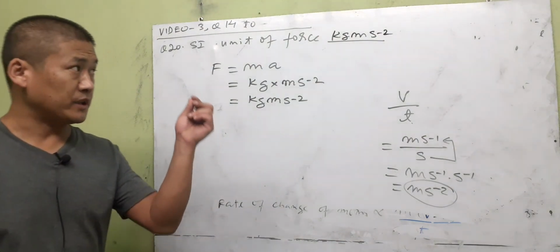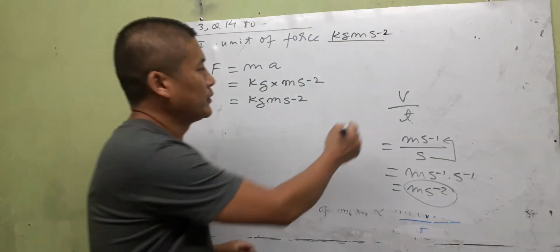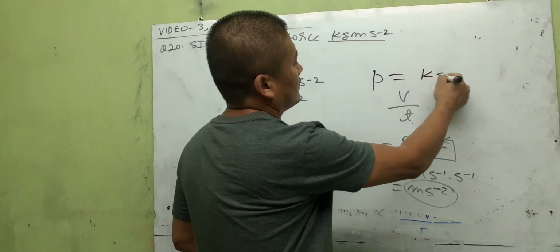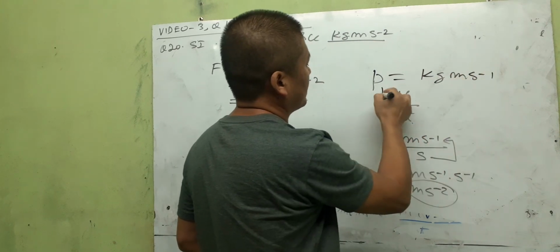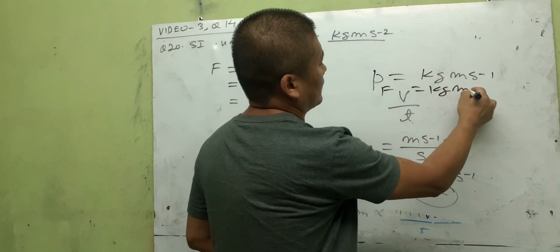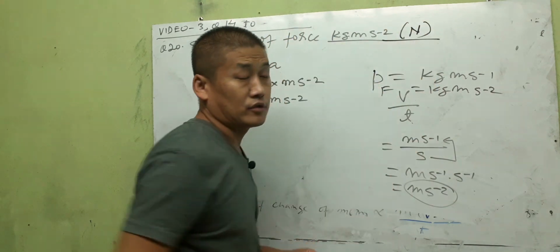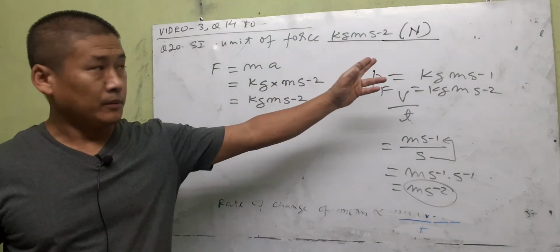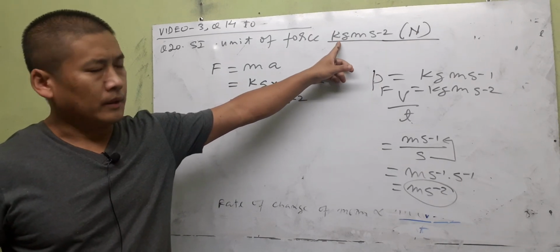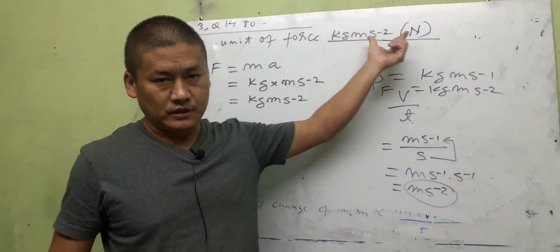The SI unit of momentum is kg meter per second. Force is kg meter per second square. And this is written in short simply as N, capital N, Newton, in honor of the scientist Newton. But the actual unit is kg meter per second square.